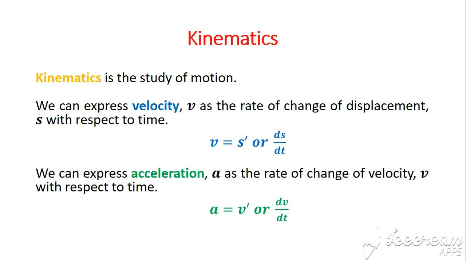We can express acceleration, which we call a, as the rate of change of velocity, v, with respect to time. So acceleration is the change in velocity over the change in time. We could sum all that up. If that was a little bit complicated to get your head around, we'll sum it all up with this cool diagram.